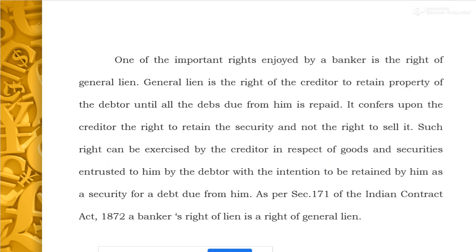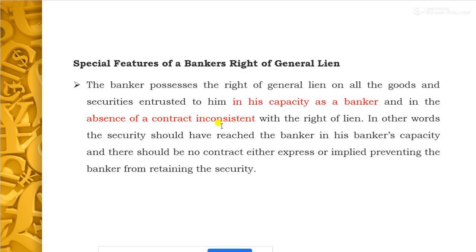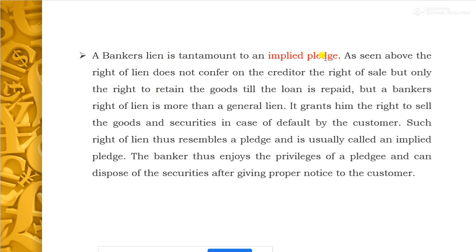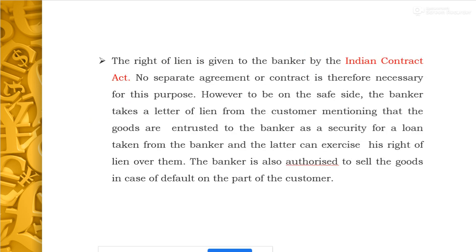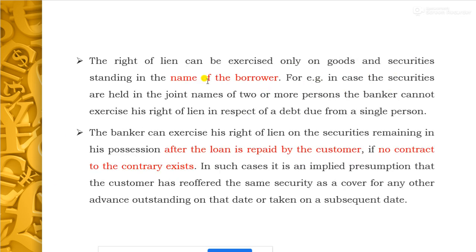So the first feature was the property should be in the possession of the banker in his capacity as a banker and in the absence of a contract to the contrary. Then the second feature was it is equal to an implied pledge. Then comes it is conferred upon the banker under the Indian Contract Act. Then the property should be in the name of the borrower. Then finally, after the loan is repaid by the customer and in case there is no contract to the contrary, then the banker can exercise the right of lien on the same property for a loan outstanding or a loan which will be taken on a future date.